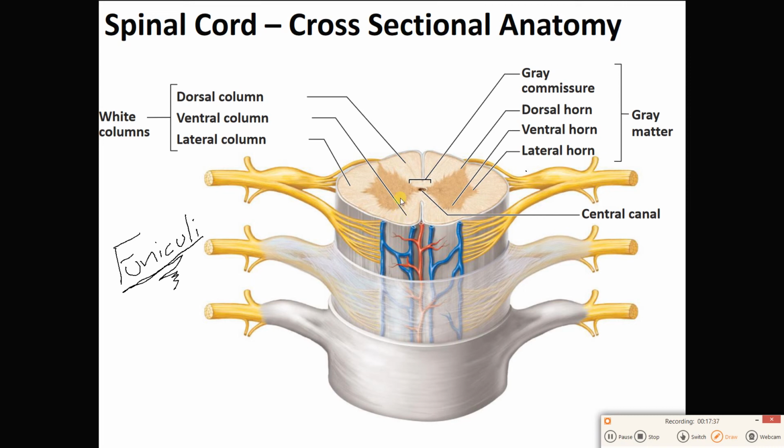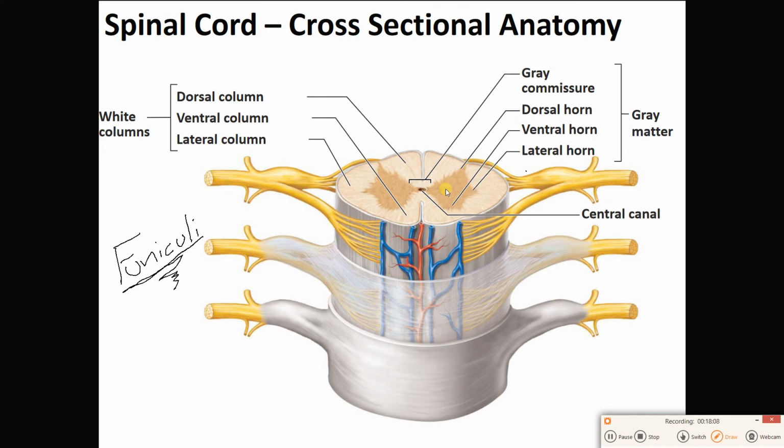And then if we're talking about the gray butterfly, each side can have 2 or 3 horns depending on where in the cord we are. There's always a horn in the back called the dorsal horn. There's always a horn in the front called the ventral horn. And in the thoracic and upper lumbar spine, there is a lateral horn as well. And we're going to talk more about these horns in a bit.